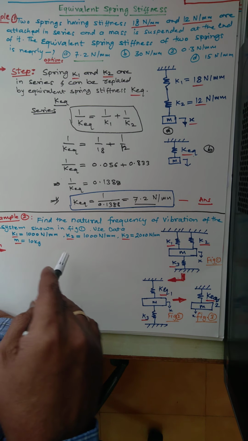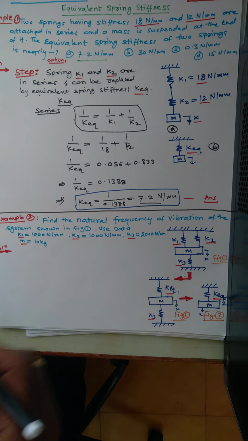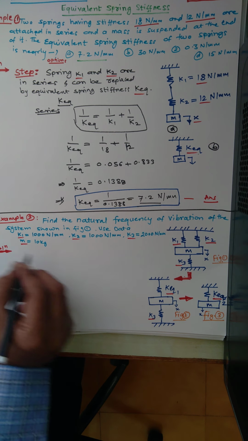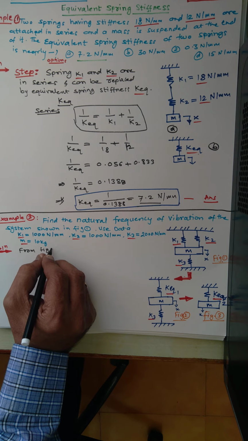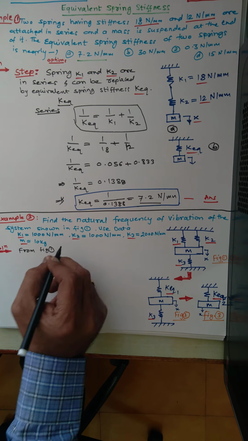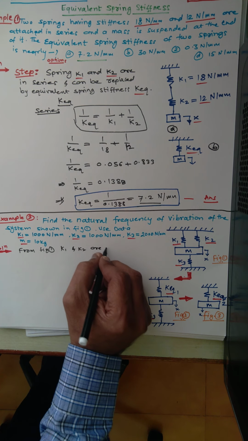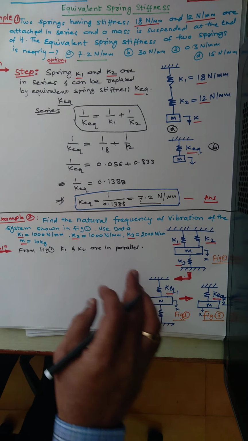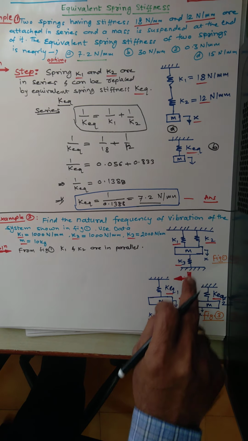So what we have to do? We have to solve this numerical now. We will solve it within 4 to 6 steps. From figure 1 we can see that springs K1 and K2 are in parallel. I am writing it here for understanding purposes. So what will the equivalent spring stiffness be? It is shown in figure 2.